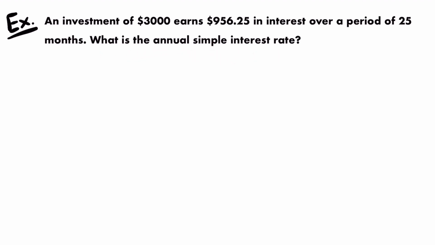All right, so just like with our previous two examples, we're still going to use the same formula. We know that the interest earned, I, is equal to the amount of the investment, P, or the principal, multiplied by the annual simple interest rate, R, multiplied by the amount of time in years, T. And so let's try to identify as many of these values as we can in this problem. First of all, we have an investment of $3,000, so that will be our value of P. P is equal to 3,000.